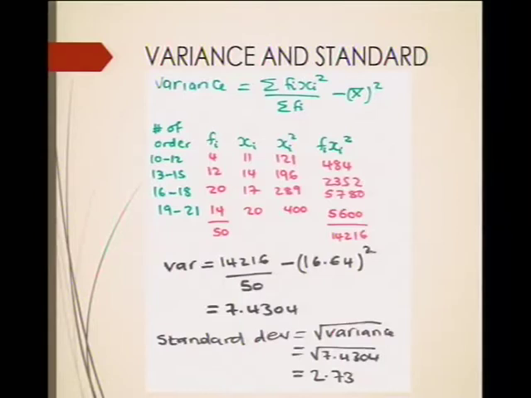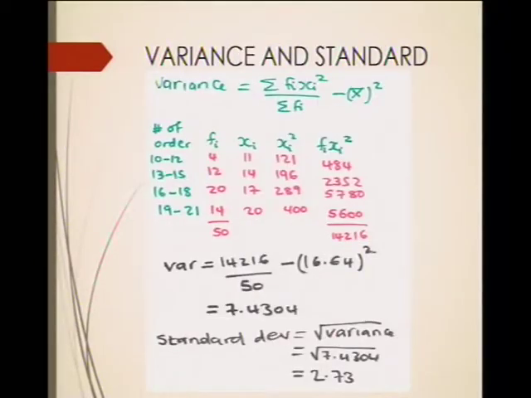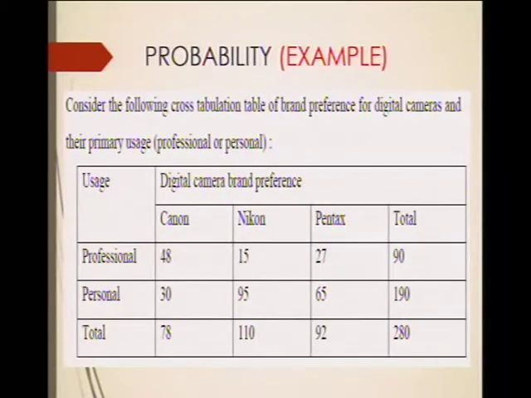To find the midpoints, you add the lower bound plus the upper bound, divided by 2. For the first one it will be 10 plus 12, which is 22, divided by 2 will give you 11, and you do the same for the rest. Then you have to square the midpoints. 11 squared is 121. 14 squared is 196, and you do the same. Then you multiply the second column with the fourth column to get the fifth column. And then you divide the sum of the fifth column by 50, and minus the mean to the power of 2. You have to square your mean. Then the square root of that variance will give you the standard deviation.